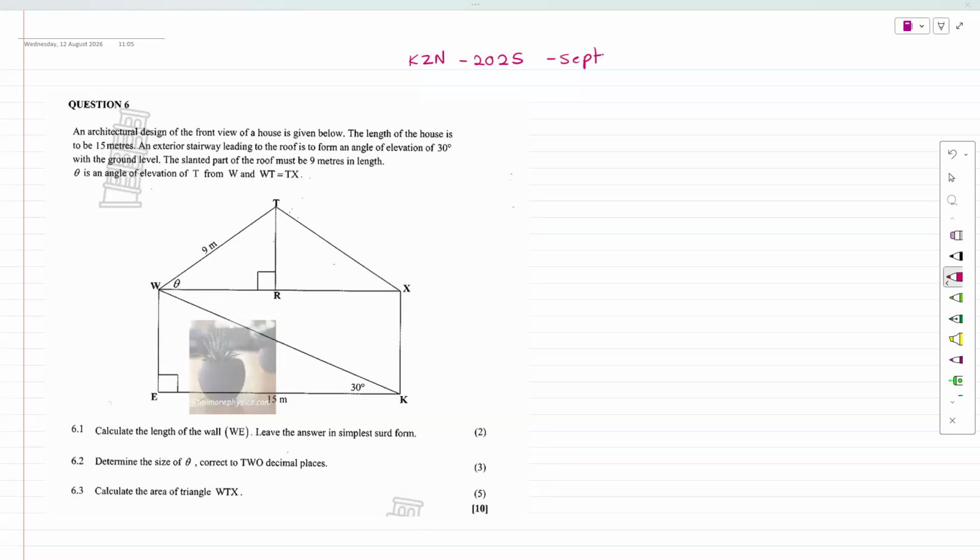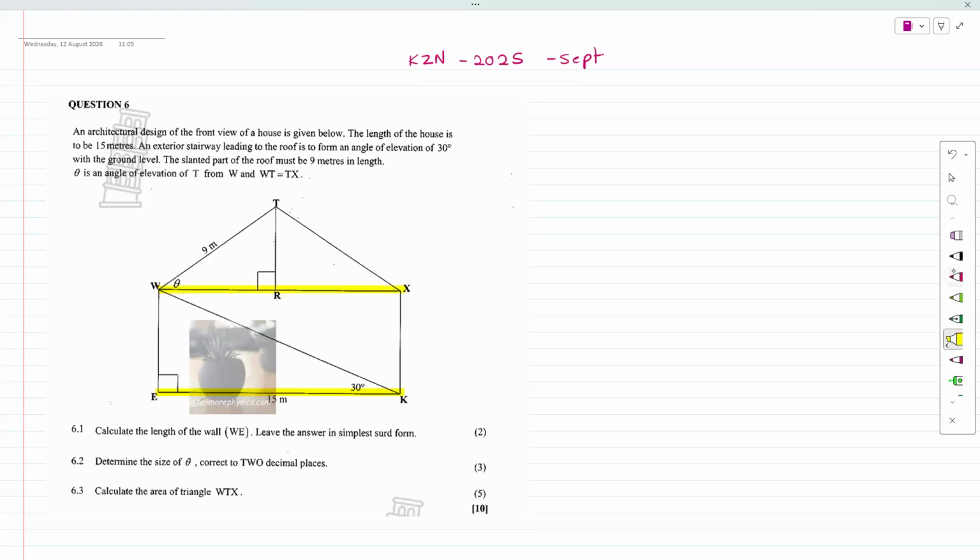Okay, we'll be starting with 2D trig, and we'll be dealing with question 6. This is KZN 2025, the September paper. We have a design of the front view of a house, and it's given that the length of the house is 15 meters. That means this one is also 15 meters, most likely.